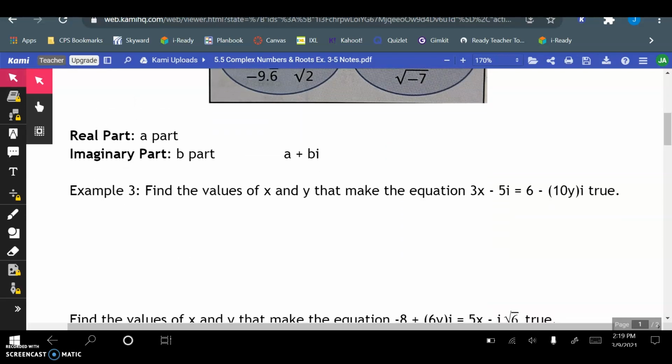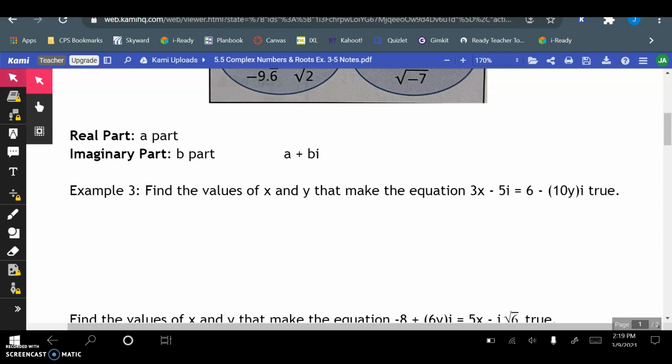So the real part is the a and the imaginary part is the b. That first number out front is always going to be a regular normal number. And then the b part, the second part, is going to have an i or a negative square root in it. So for example 3, it says find the values of x and y that make the equation 3x minus 5i equals 6 minus 10yi true.